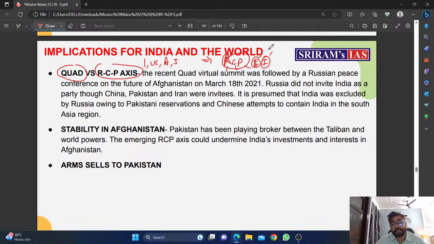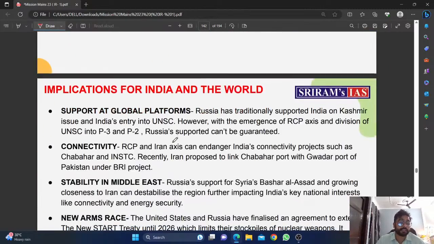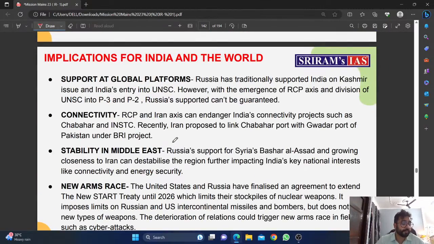Then stability in Afghanistan. Now, to bring in stability in Afghanistan, basically Pakistan is acting as a broker. And they are bringing the world powers and ignoring India in the heart of Asia, that is Afghanistan. So this is another implication of the India-Russia relationship. And then Russia very recently has started selling arms to Pakistan. This is another concern for India.